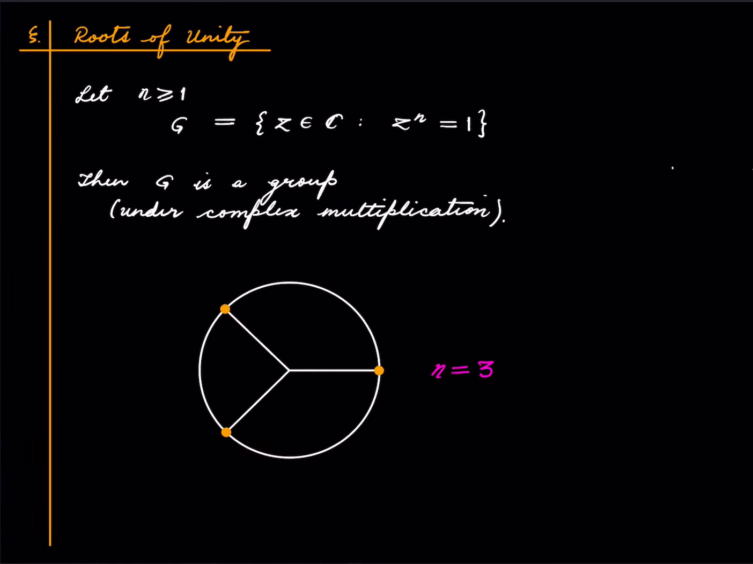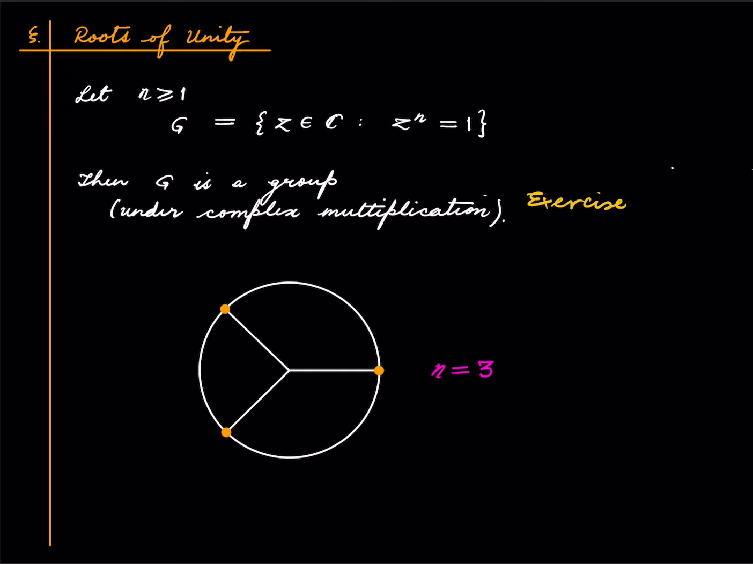Okay, finally I want to discuss the groups coming from taking roots of unity. So fix some positive integer n, and then consider the set G defined in this way. Take all the nth roots of unity, all the complex numbers which when you raise to the power n give you 1. This is a group under complex multiplication, meaning just the usual multiplication of complex numbers, and I leave you to check as an exercise that this is indeed a group.